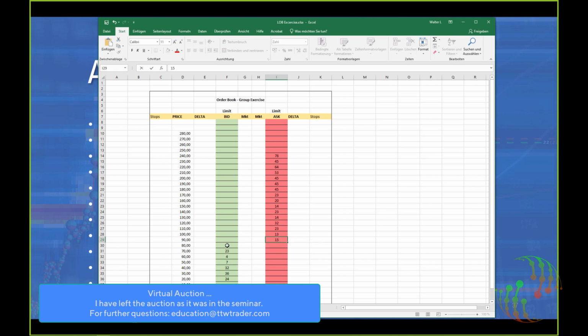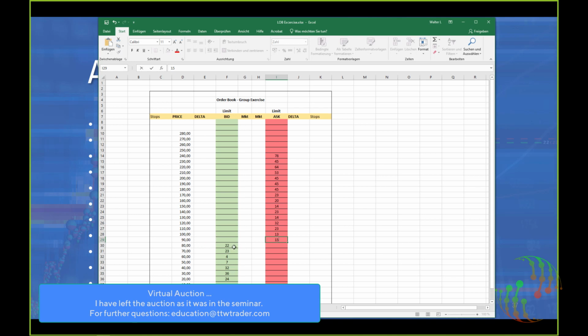So if I want to say, I want to buy 22 at 80, and then I'm starting to sell. I want to sell 15 at 90. Who is willing to buy 15 at 90?